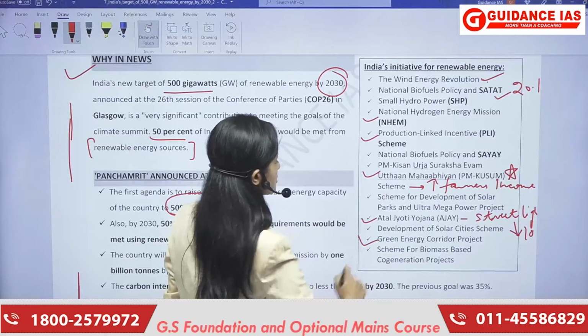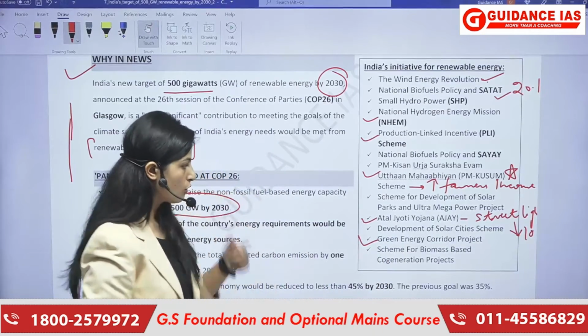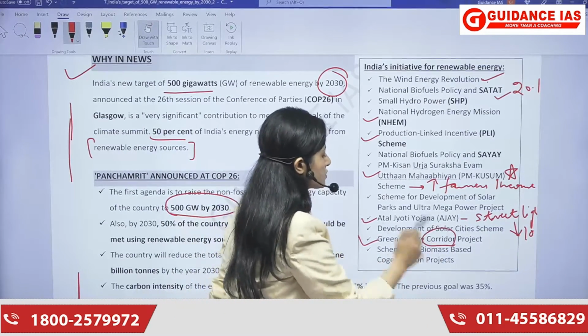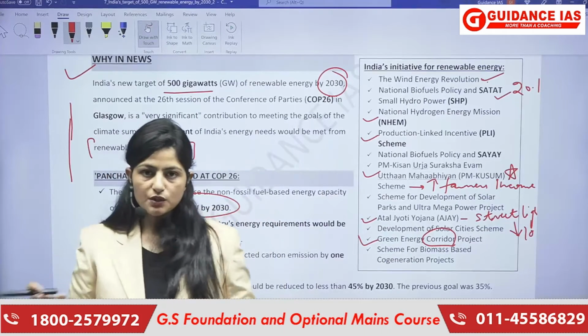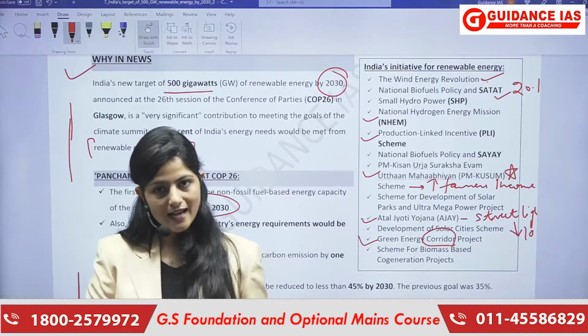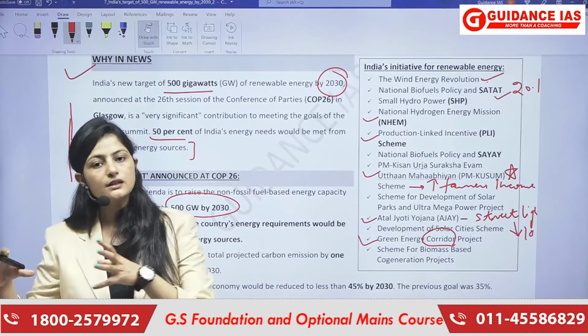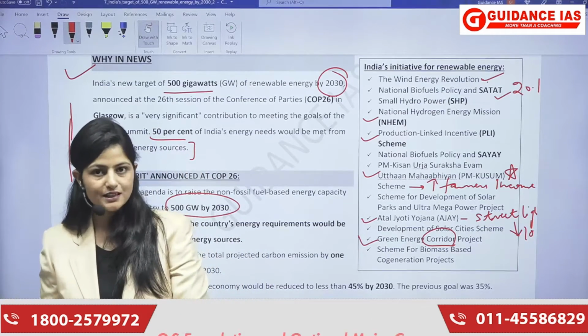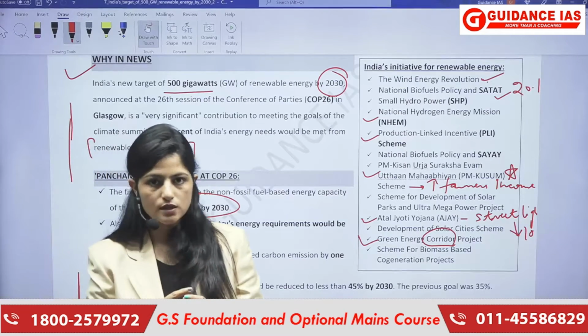Next is Green Energy Corridor Project. So this will be a corridor project wherein they will be synchronizing the energy produced by the conventional sources and from the renewable sources on the grid. So this will be a synchronization scheme basically.